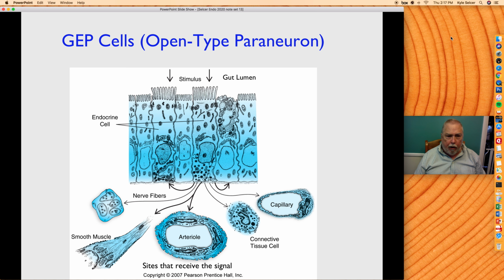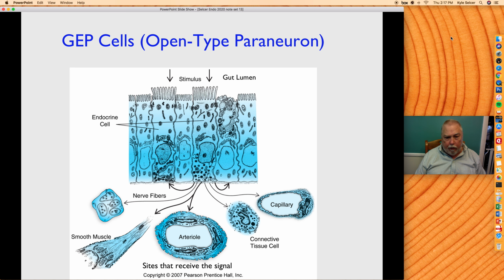There's a couple of cells that are labeled endocrine, but they could be actually endocrine, paracrine, or autocrine. And then down below you can see that they're in contact with a number of different things. They can be right near a capillary where they're going to dump a signal in the blood. They could be connective tissue cells that they're signaling. There could be arterioles that are there that they're signaling. That would be for vasoconstriction or vasodilation, not to put the signal in the blood.